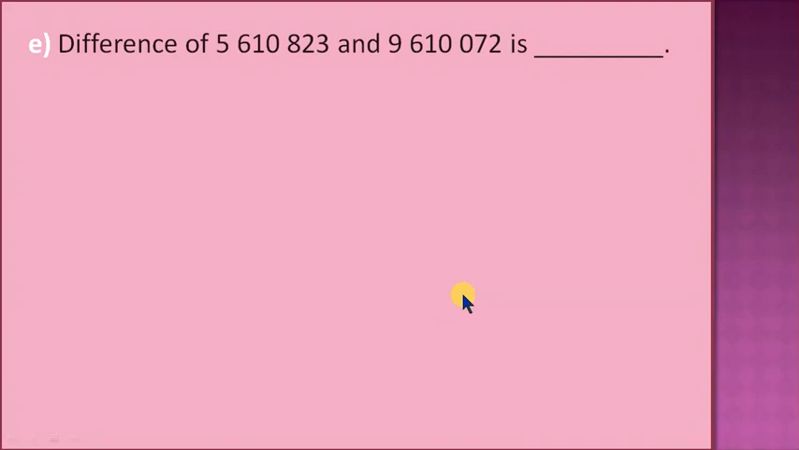Now E part, difference of 5,610,823 and 9,610,072 is dash. Difference, here you have to subtract to find out the difference simply. And you know 6,610,072 is greater, so you write this value first, and then you have to copy this value. Now subtract.